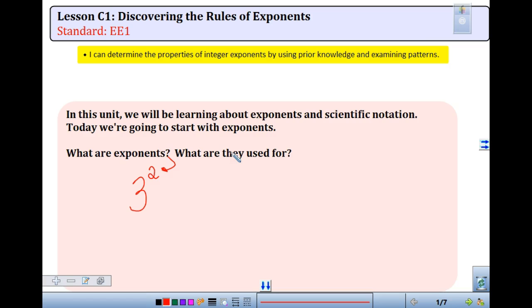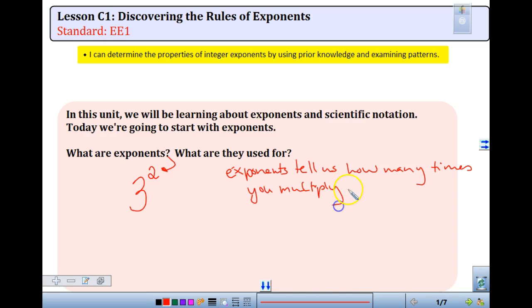So, what are exponents used for? Exponents tell us how many times, when we're thinking about that, how many times that you multiply. And what is that lower number? Anyone remember what that's called? It's called our base number. How many times you multiply the base number? By itself. Nice. I like your adding to my definition.